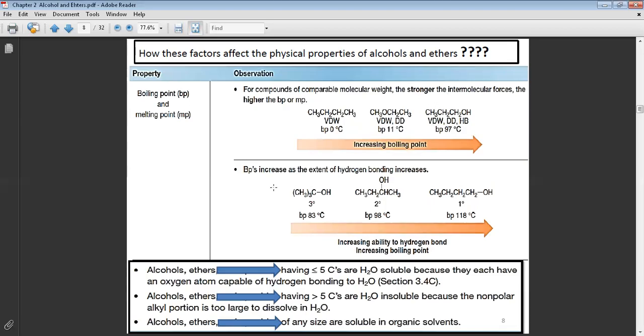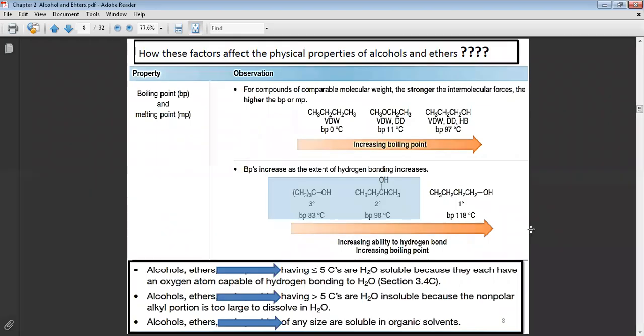Boiling points increase as the extent of hydrogen bonding increases. Now we said the primary alcohol makes the best, or strongest, hydrogen bond. The secondary alcohol's hydrogen bond will be weaker, and the tertiary alcohol is the weakest at making the hydrogen bond. Why? Because of the steric effect.